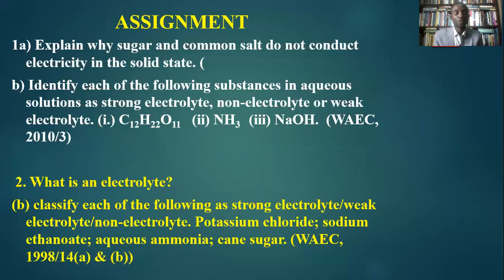Lastly, you are going to define what an electrolyte is. These are WAEC questions. The previous one is WAEC 2010, number 3, theory question, and define what an electrolyte is. Then you have to classify each of the following as strong electrolyte, weak electrolyte, or non-electrolyte: potassium chloride, sodium ethanoate, aqueous ammonia, cane sugar. WAEC 1998, number 14, A and B question.